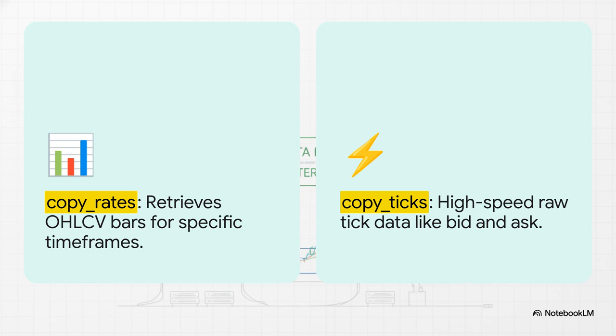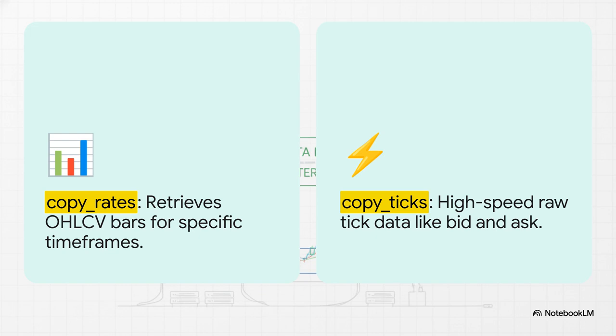So, once the bridge is up, we need data to feed our models. Now, what's really interesting here is the clear distinction between our two main retrieval functions. On the left, you've got copy_rates. This pulls your standard OHLCV bars for specific timeframes, say your 15-minute or 1-hour charts. But on the right, you have copy_ticks, which grabs high-speed raw tick data. We're talking immediate bid, ask, and last traded prices.